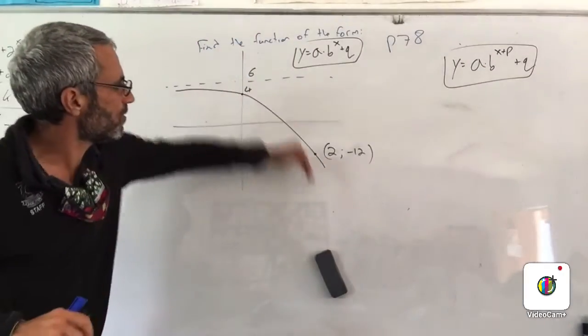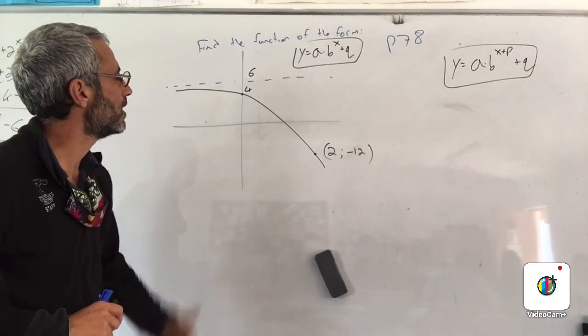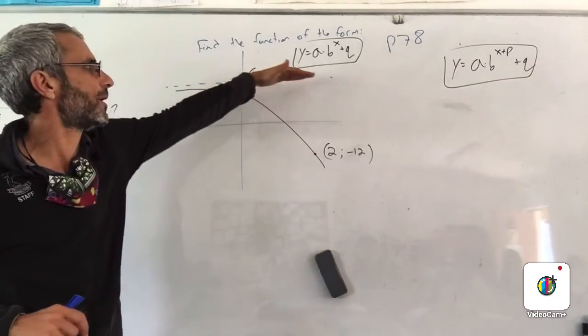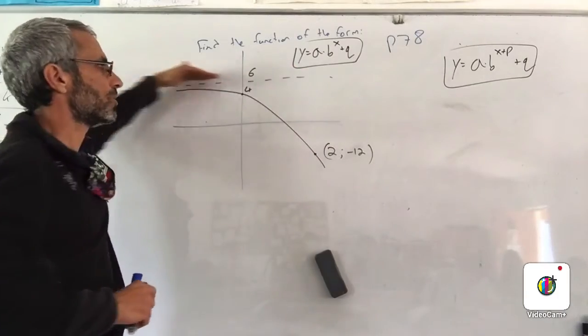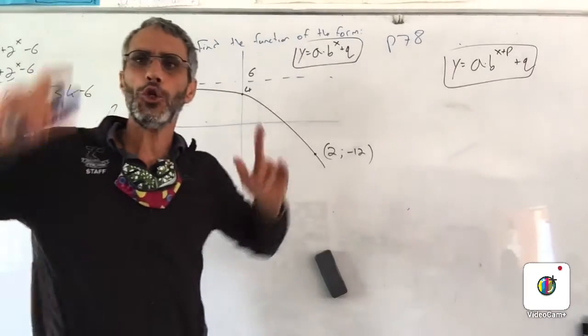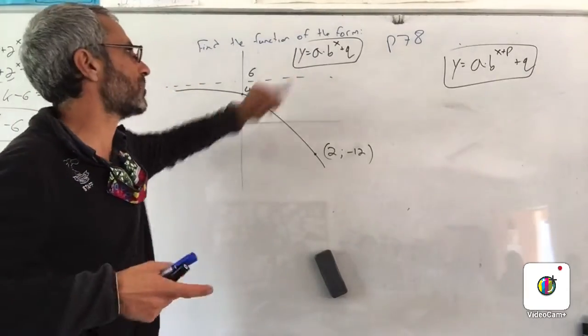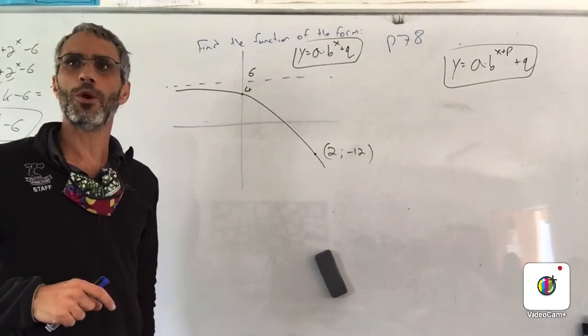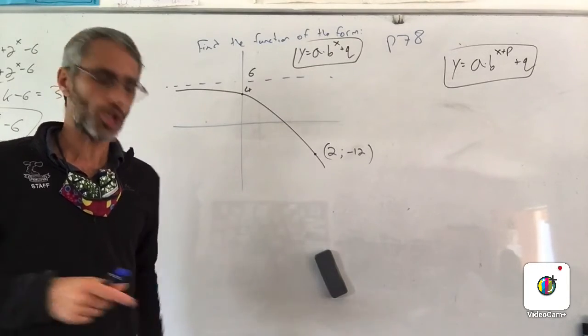I've got this graph. Okay? I've got this. What is that? They didn't say anything, but what can I understand from that? A horizontal asymptote. Now, looking at that, straight away, there is one parameter that I can know straight away. Which parameter is that? Q, correct.